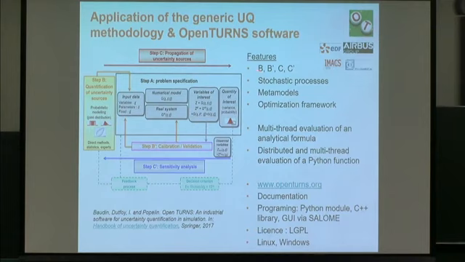We can deal with stochastic processes. We have put the metamodels, polynomial chaos and Gaussian process, inside, and we can also deal with some optimization framework when we want to optimize the variable of interest, maybe with some uncertainty management, etc. If you want more details, I can explain it after.